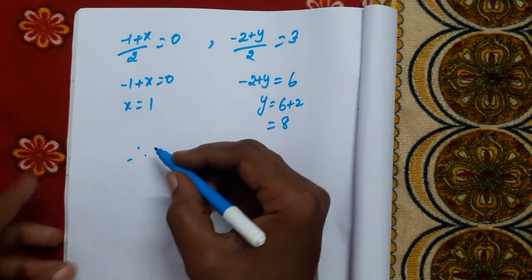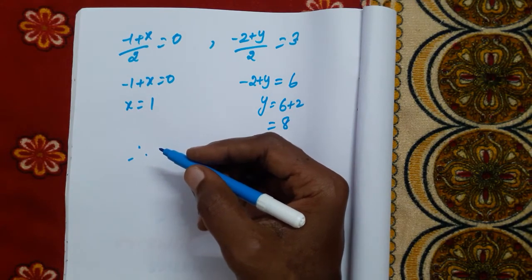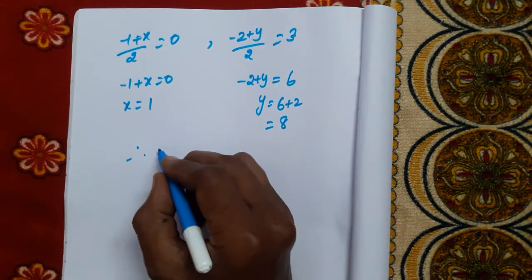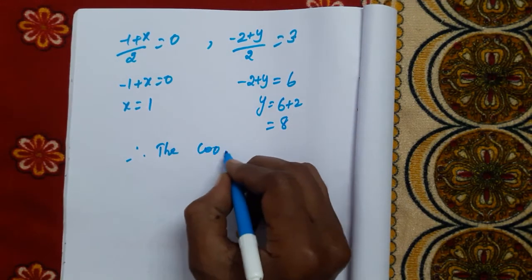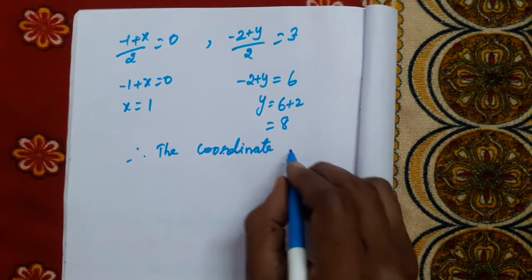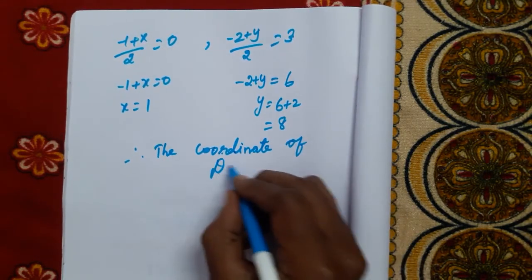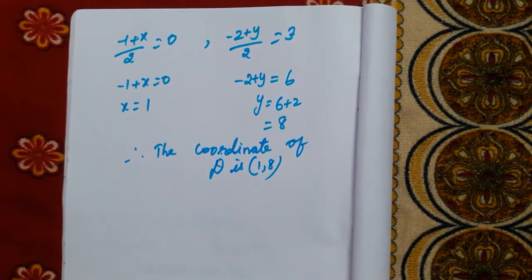Therefore, now what is the point? The question is to find the coordinates of D. Therefore, the coordinate of D is (1, 8). Have you all understood? Any doubt in this problem?